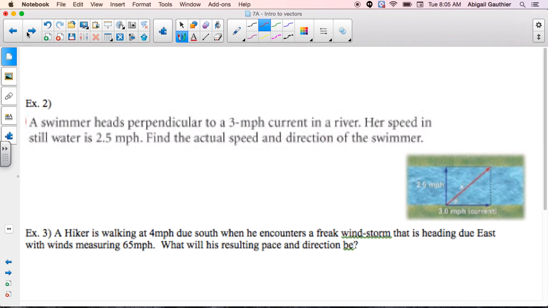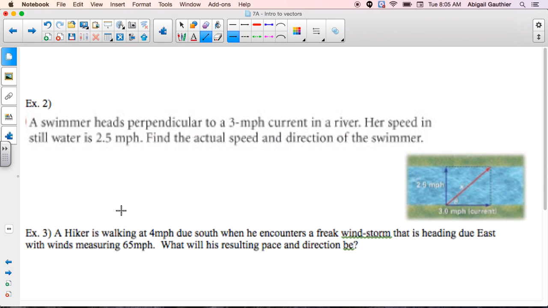All right. So I want to do one more example with you, and then you have the rest of the packet to finish. So a swimmer heads perpendicular to a 3 mile per hour current, and her speed in still water is 2.5. We want to find the actual speed. So right here we have this diagram. If you don't like doing the tail-to-tail method, like making it into a parallelogram, you are welcome to turn this diagram into something that's a little easier to understand.